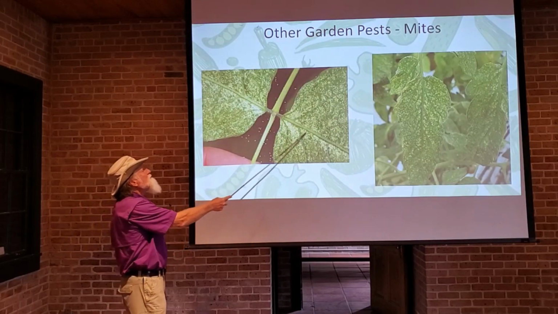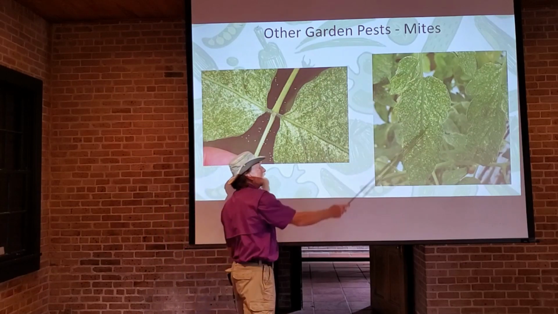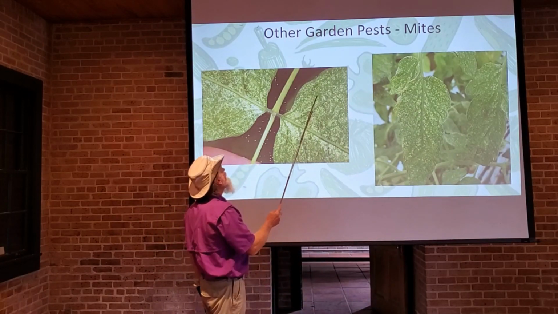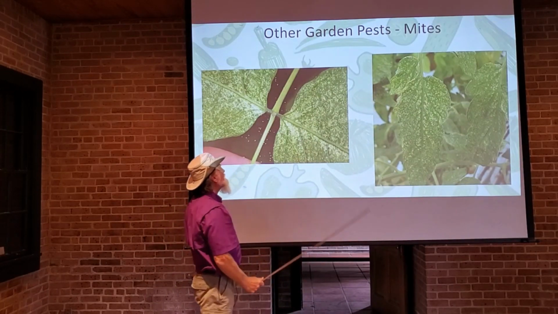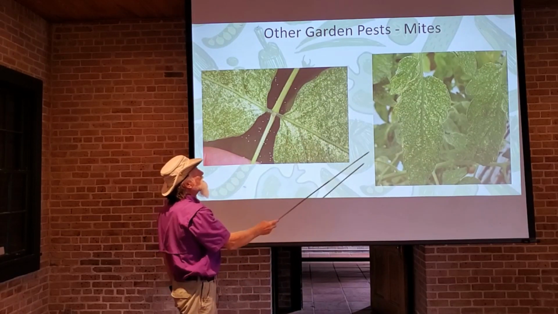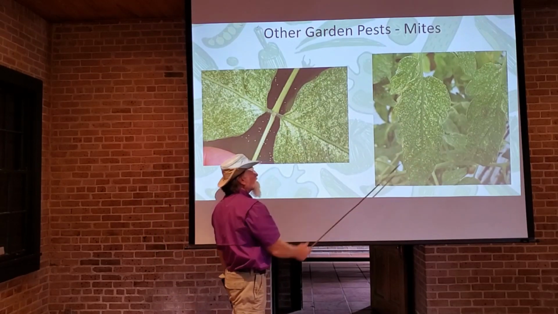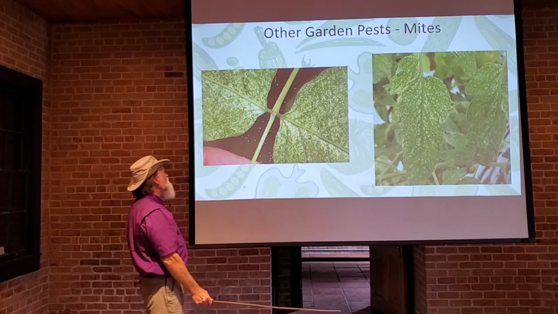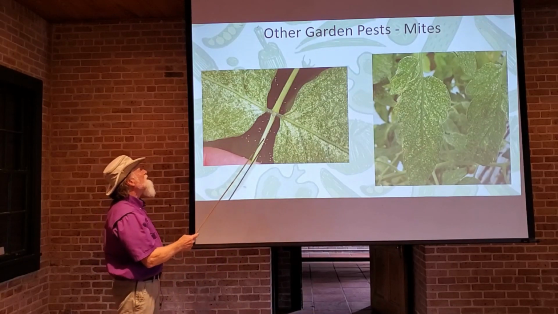This would be typical damage that you would see from the mites feeding on your plants. These are beans, these are tomato leaves. You see the stippling effect. Very, very common with mite predation on your plant leaves.